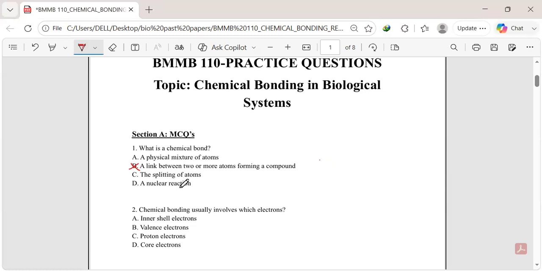Okay, so question 2. Question 2 reads, chemical bonding usually involves which electrons? Is it A, the inner shell electrons, B, the valence electrons, C, the proton electrons, or D, the core electrons? So the correct answer here is option B, which says valence electrons.